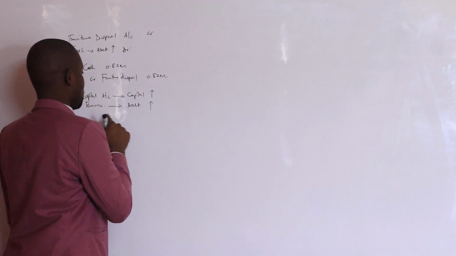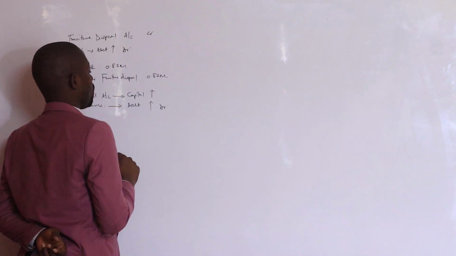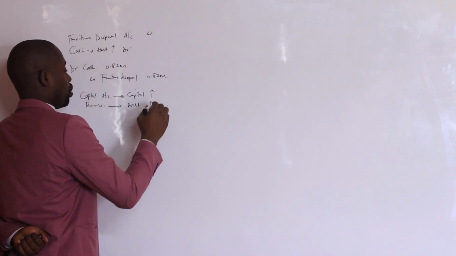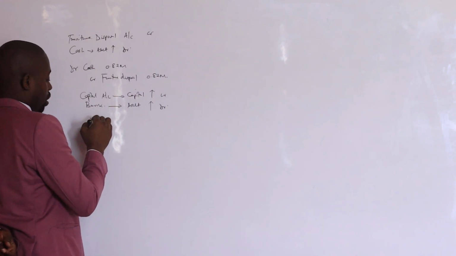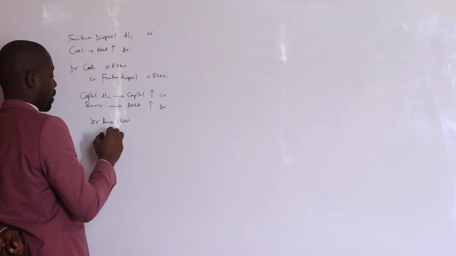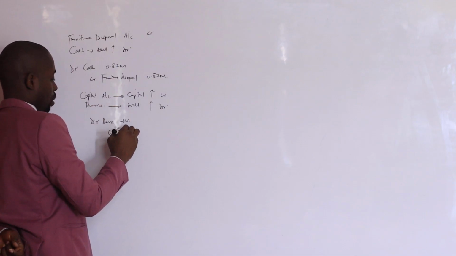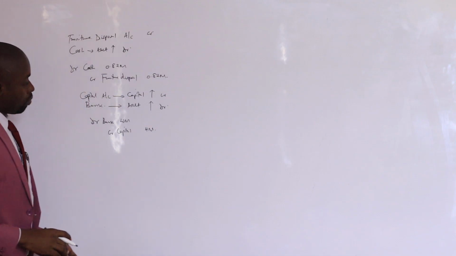This being an asset and is increasing, we shall debit it. For capital increasing, we shall credit. Journal entry will be, we debit bank 4 million, credit capital 4 million. That is it.